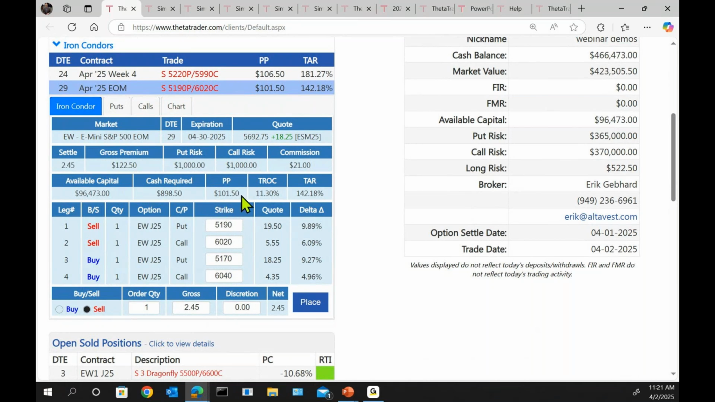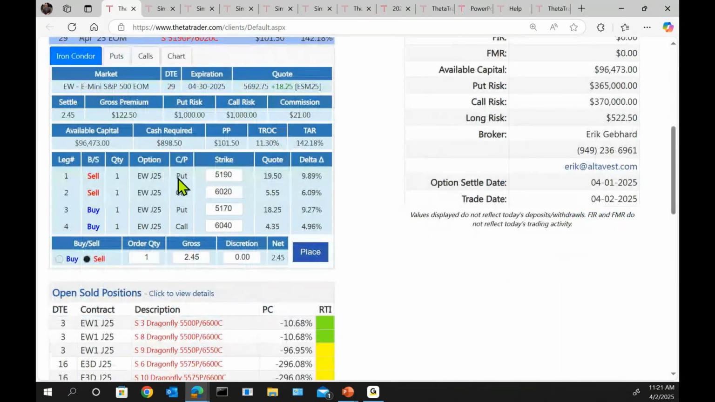Won't go through every detail. Again, that maximum profit potential. This is your targeted return on cash, and then the targeted annualized return. Now let's look at the trade here in detail.